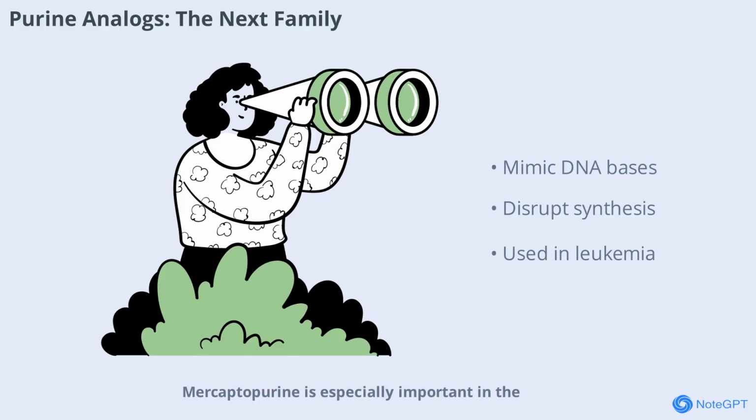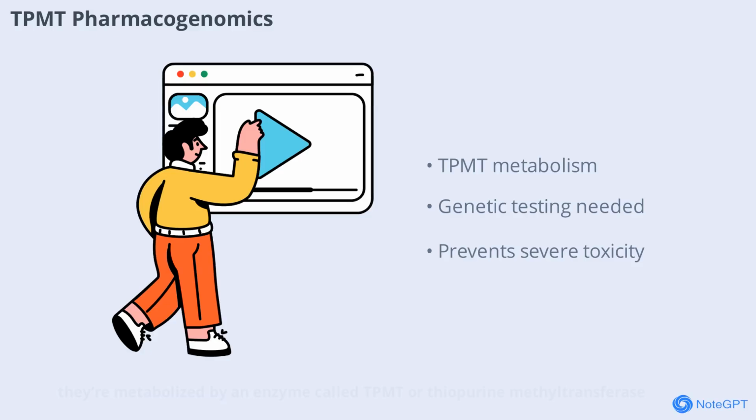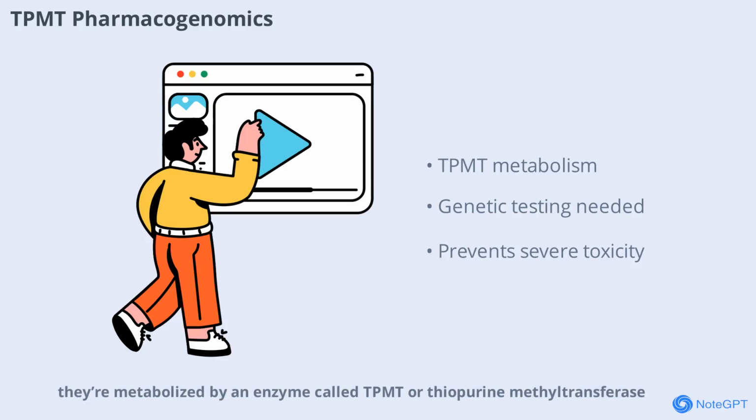Mercaptopurine is especially important in the maintenance phase of pediatric acute lymphoblastic leukemia. Critical point with purine analogs: they're metabolized by an enzyme called TPMT, or thiopurine methyltransferase. Some patients have low TPMT activity, which puts them at risk for severe, even life-threatening myelosuppression at standard doses. That's why TPMT or NUDT15 genotyping is now standard practice before starting therapy. This personalized approach helps doctors tailor treatment and avoid dangerous side effects.